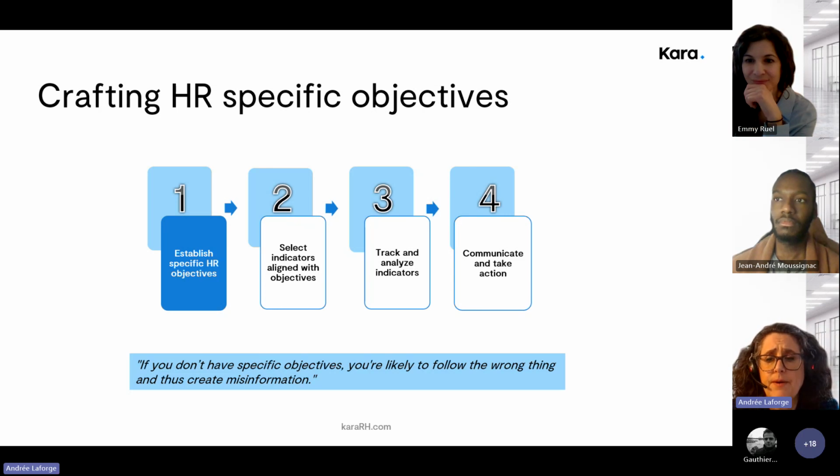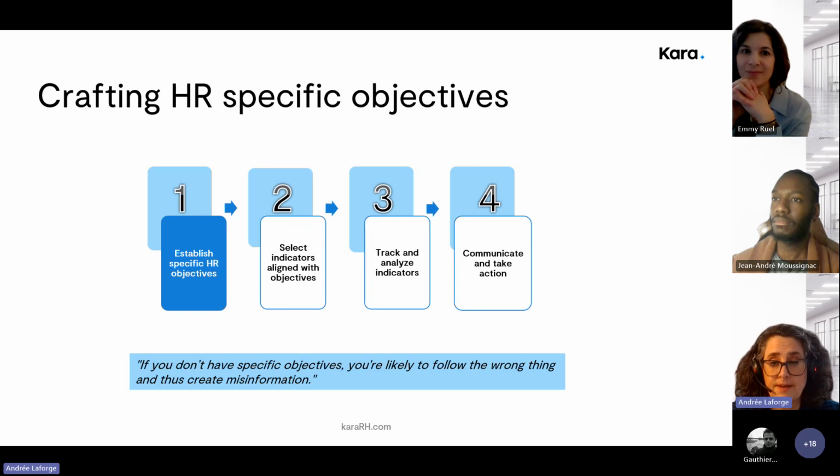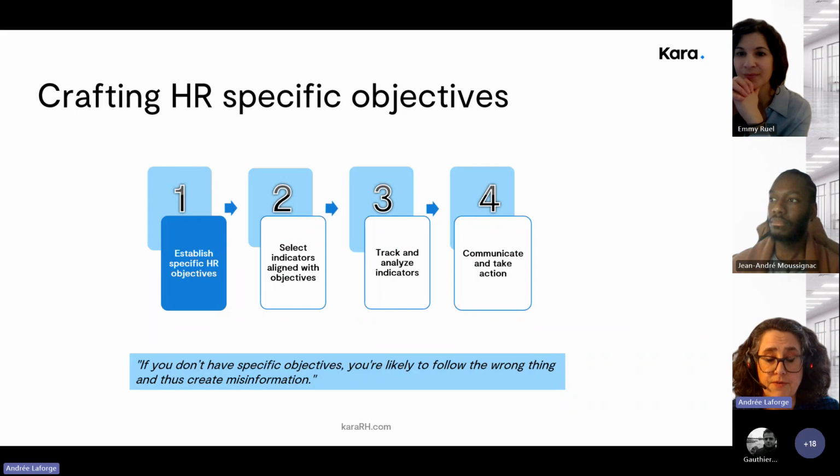The third step: when you have your objectives and indicators in place, it's now time to start tracking and analyzing the data. This involves collecting relevant information regularly and using analytic tools to gain insight into trends, patterns, and potential areas for improvement. So you need to monitor these indicators because it will allow you to assess the effectiveness of your HR initiatives and make informed decisions about where to focus your efforts.